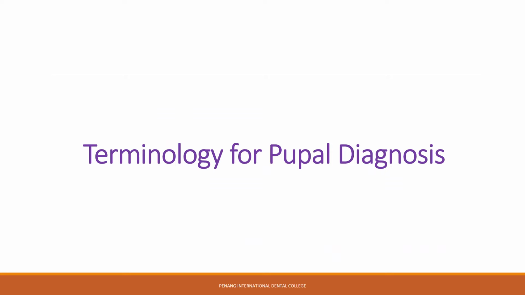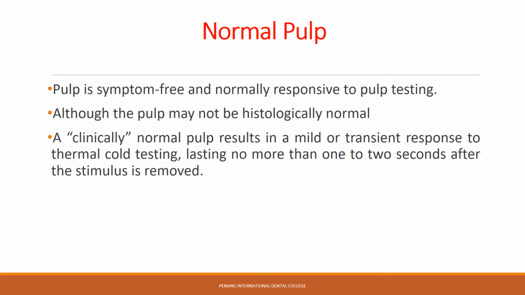So now let us look at the terminology. As I said, each diagnosis or each condition should be described in two terms. The first term describes the pulpal health and the second term describes the periapical health. So let's look at the first term, that is, the terminology used for pulpal diagnosis. We describe the pulpal health.